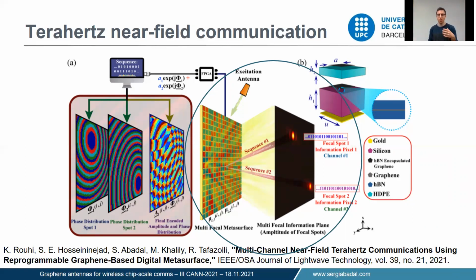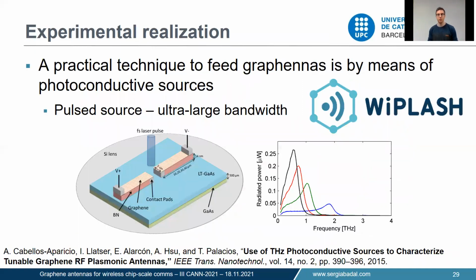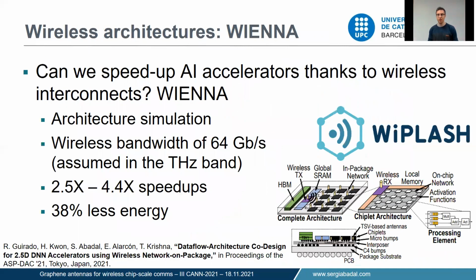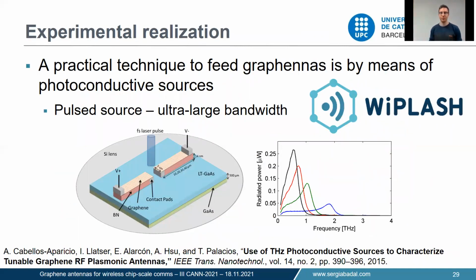And we demonstrated that we can also apply different coding of the metasurface to provide this communication at different points at the same time. So you provide multiple streams of information from a single point to multiple points by means of this terahertz communication. This is the cornerstone of the Whiplash project, in which we are proposing exactly this: graphene antennas for wireless communication systems at the chip scale, where we are trying to replicate simulation works and design an experimental testbed to test those antennas.